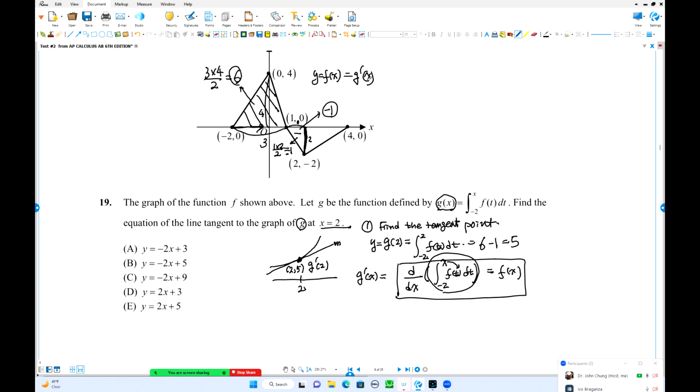So we're going to find g prime of 2. g prime of 2 is f of 2, right? Where is it? Here. f of 2, y is what? Negative 2, isn't it? That's right. So g prime of 2, that is f of 2, the same thing, equals negative 2. That's the slope: m equals negative 2.